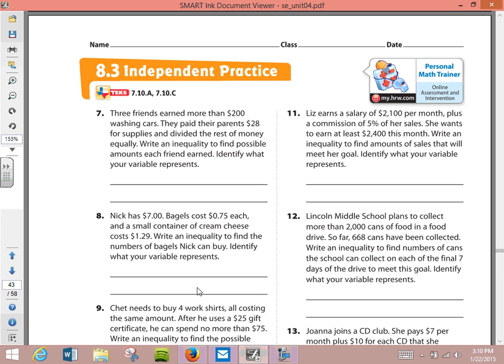Three friends earn more than $200 washing cars. They pay their parents $28 for supplies and divided the rest of the money equally. Write an inequality to find the possible amount each friend earned. Identify what your variable represents. So we know we have to find mx plus b equals y, right? We need to find m, b, and y. What is y? We're doing the one that I just read. So 200 is y because that is the total, right? That's what you're talking about, or the goal.